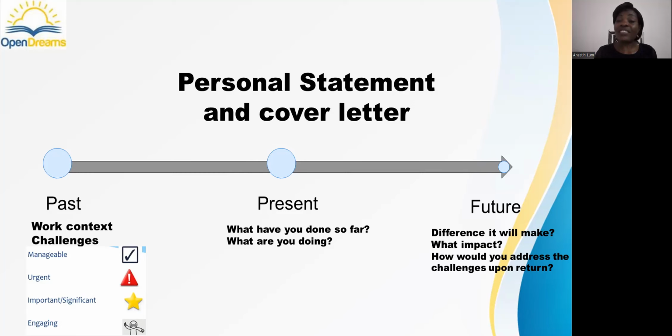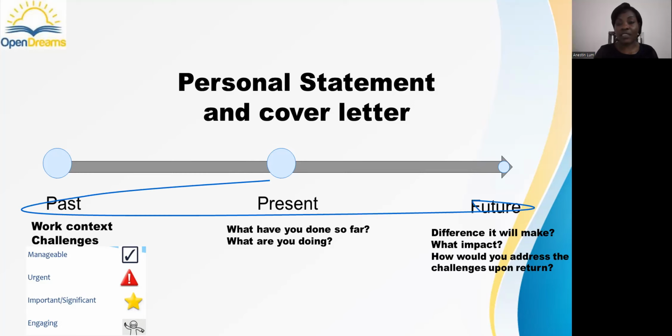And of course, this needs to be interconnected from the past, passing through the present and into the future. Because remember, it is a personal statement. There are no personal statements. It is a cover letter, not cover letters.